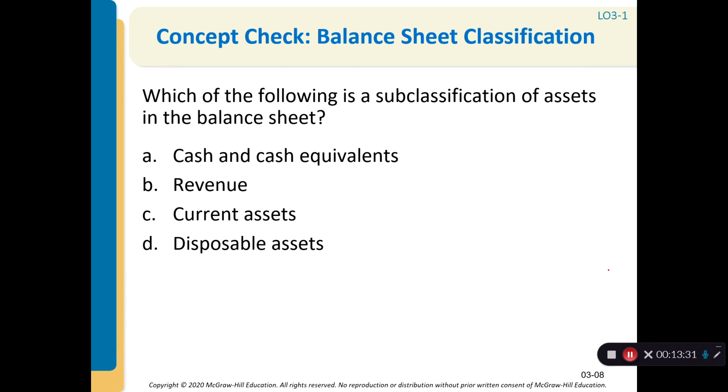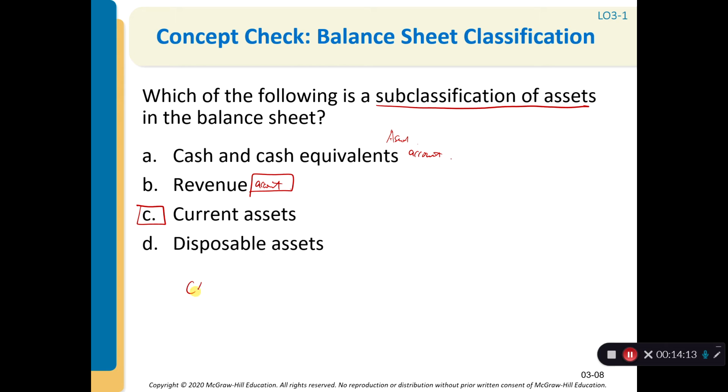Okay, quick concept check. Which of the following is the sub-classification of asset in the balance sheet? A, cash and cash equivalent. No, this is an account name, right? It's not a subcategory. Subcategories are grouped by solvency or liquidity or source of the funding. B, revenue: account name. Revenue is an income statement item, and cash equivalent is an asset account. Right now it's asking for the sub-classification of asset, so it should be current asset.